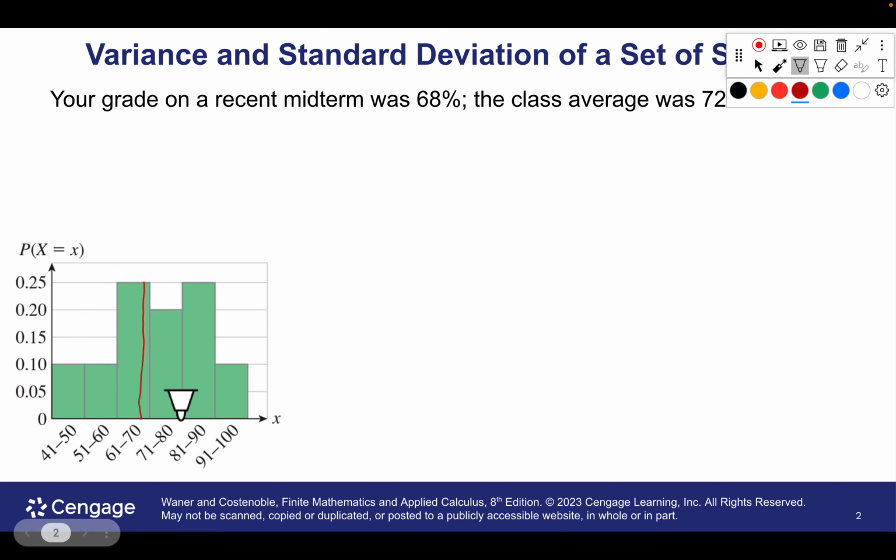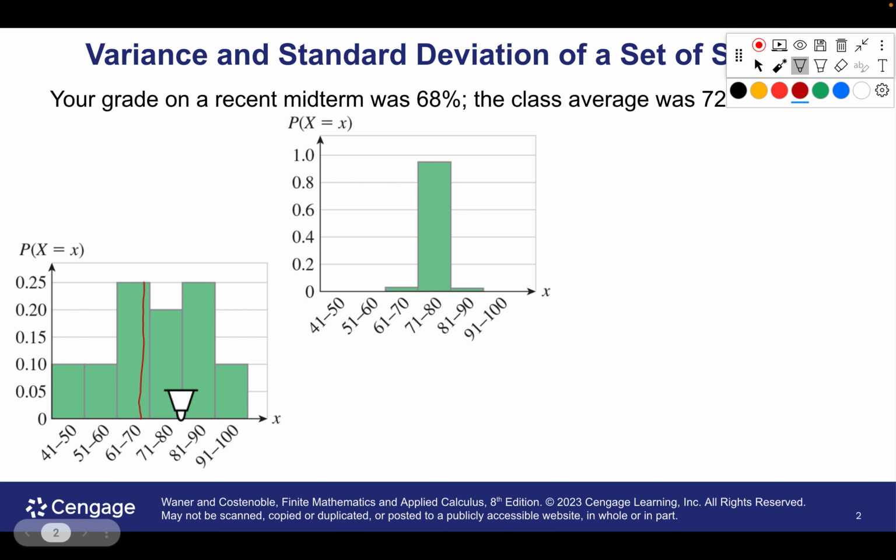But the data might look different also. It could look like this, and here's your score. A lot of people scored higher, so you're maybe below. Again, a lot of times in education, we're always comparing to someone else. Maybe we should compare more to ourselves. Maybe 68 was good for us. But we rank people: how are you doing compared to everyone else? But this is where spread of the data makes a difference.